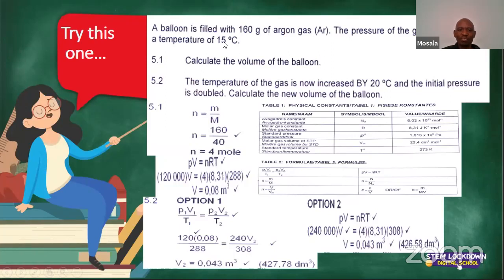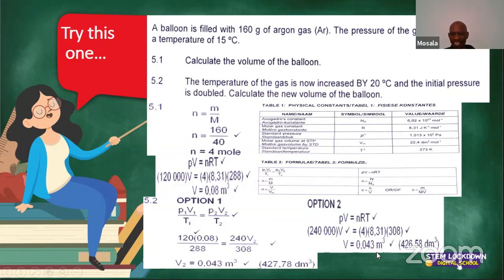The new temperature now is 308. Remember, it was 15, and they are saying it is increasing by 20, so it will be 35. Then 35 plus 273 will give you 308. So that will be the new temperature, and this will give you the new volume.